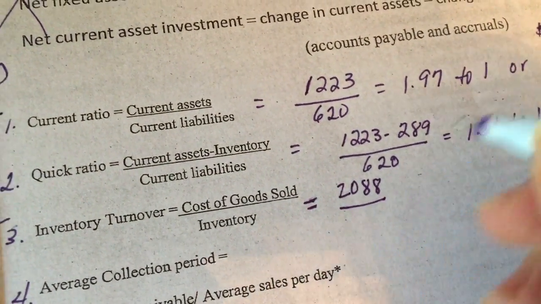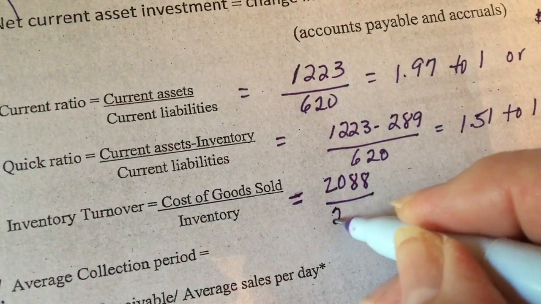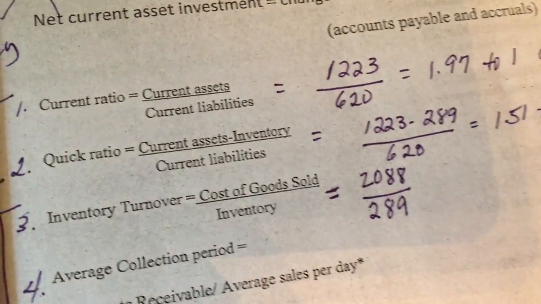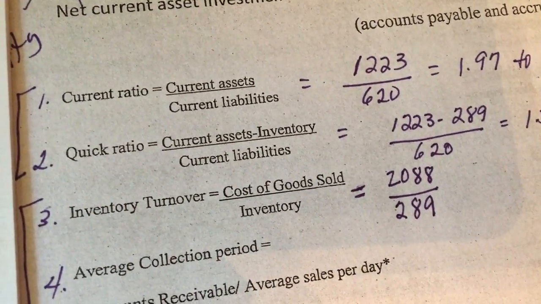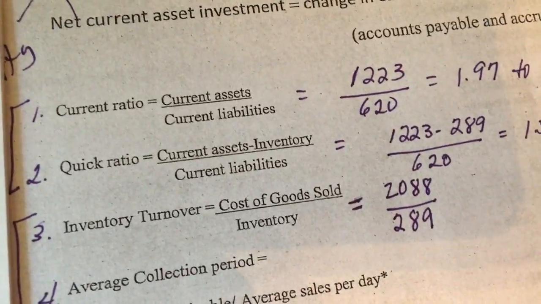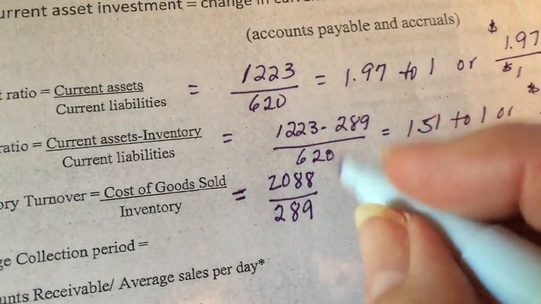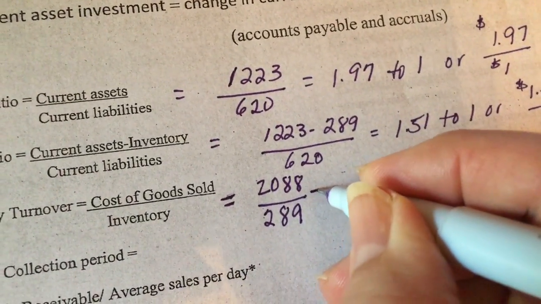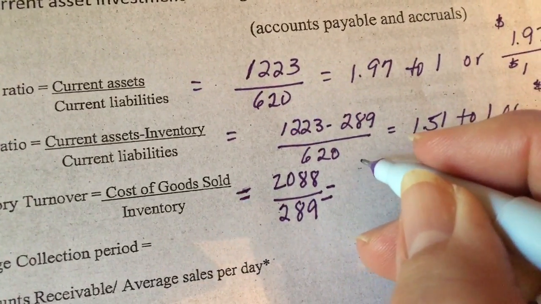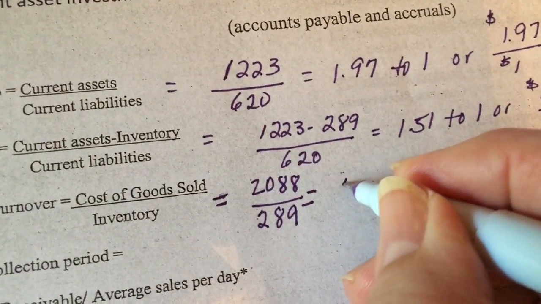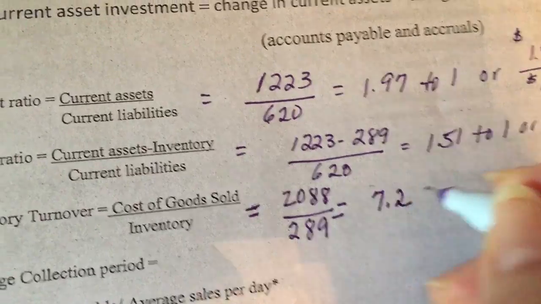So 2088 divided by 289. Now, in the PowerPoints, remember that they have those with the 3 zeros on the end, but we have truncated or left them off. If you run that through your calculator, you're going to come out with 7.2.